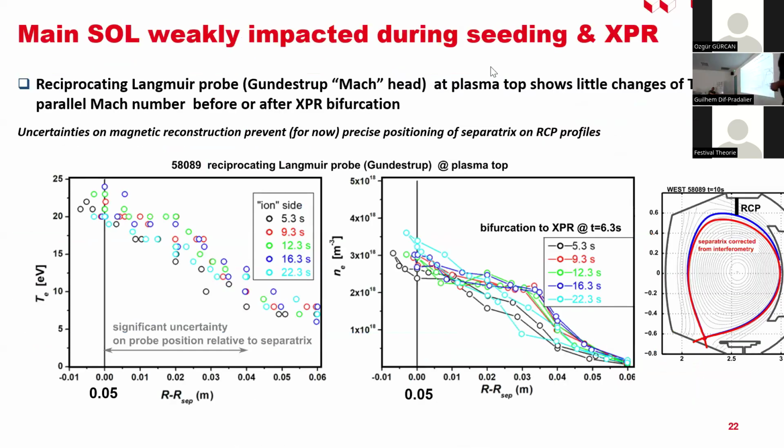Last point also maybe: we have Langmuir profiles of the plasma at the top in the scrape-off layer. They show no change of profile between the standard situation and the MARFE situation or X-point radiator situation. In the scrape-off layer at the top, the plasma is the same, independent of what's going on at the bottom, apart from the rotation.